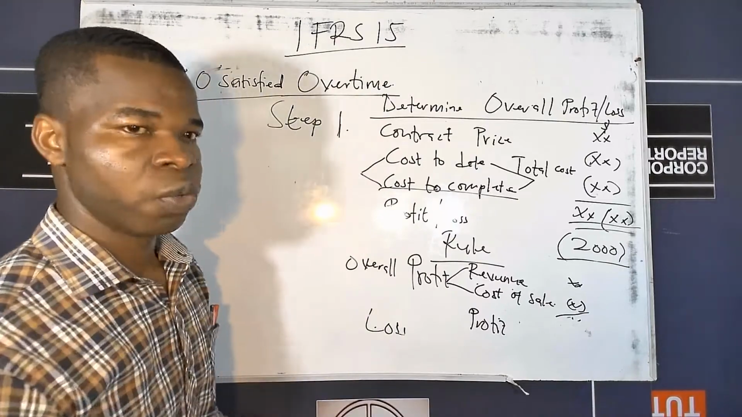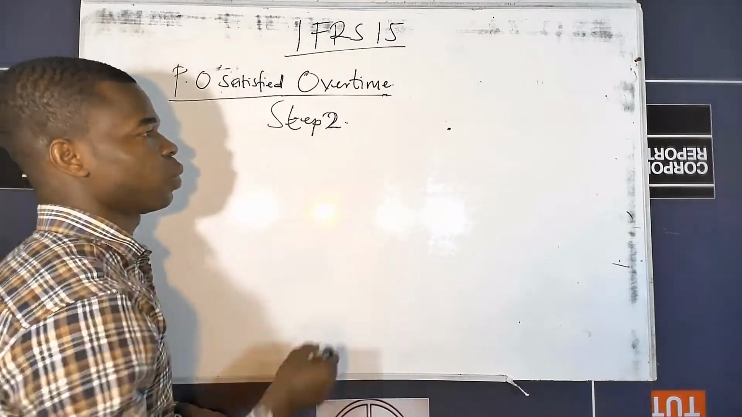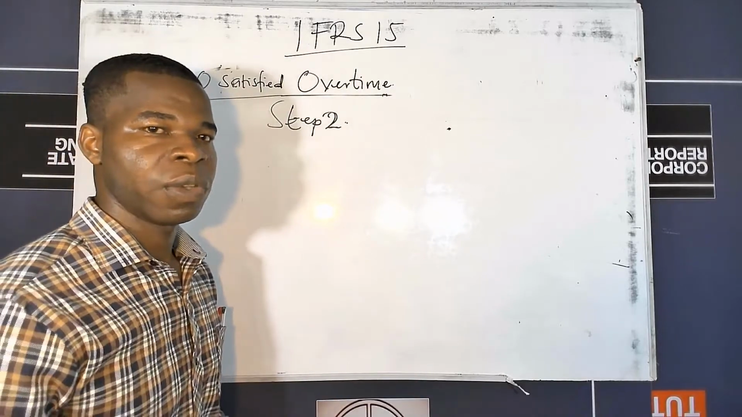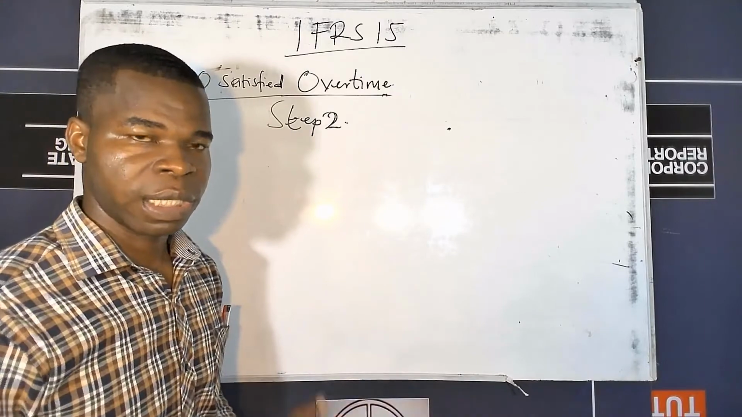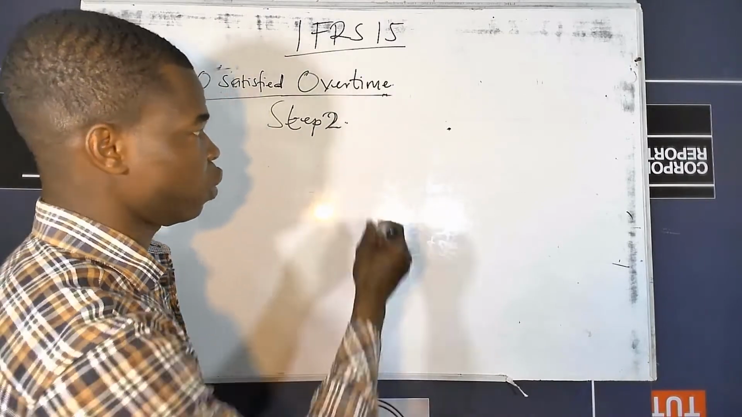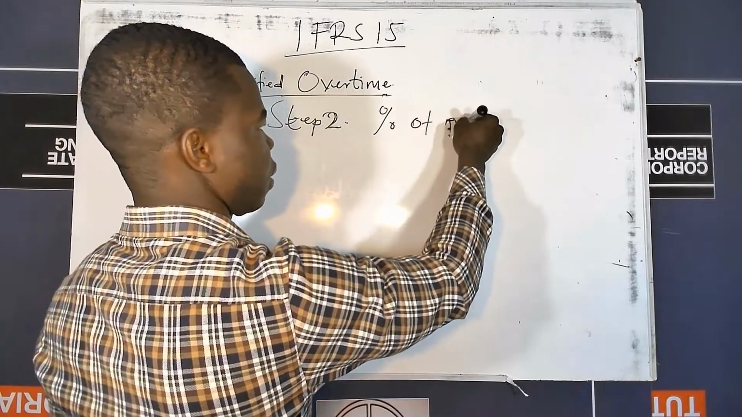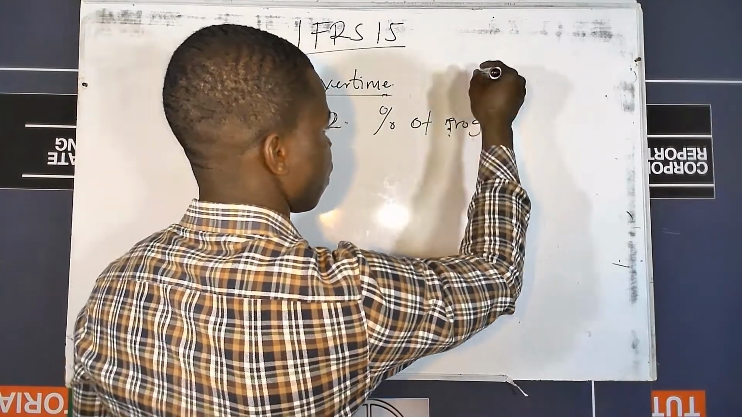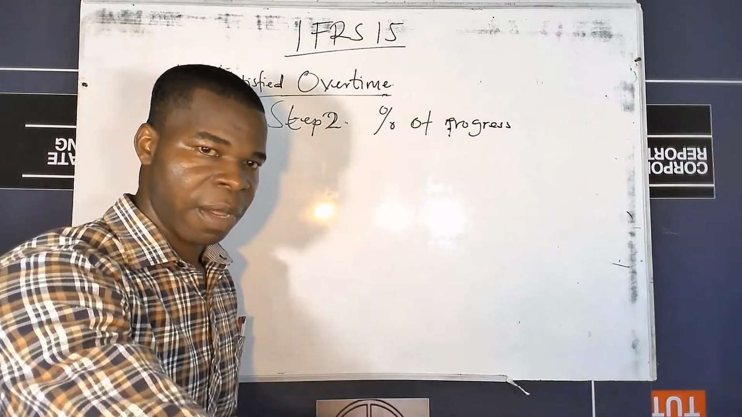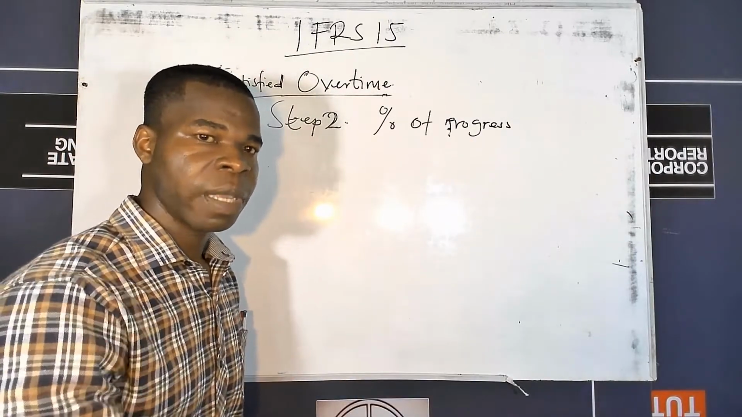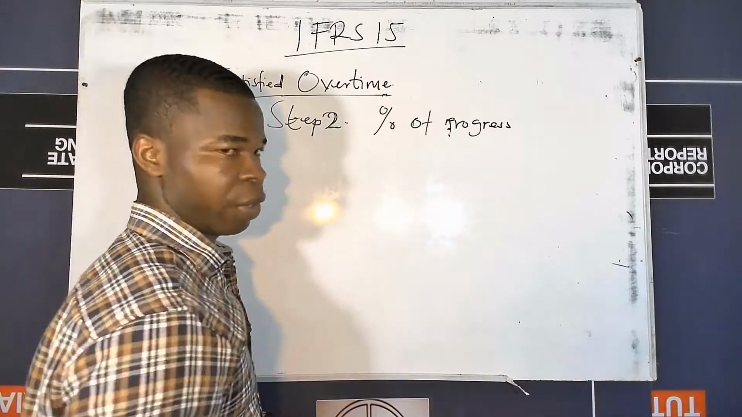What are we supposed to do under step 2? Alright, so in step 2, after you have determined your overall profit or overall loss in step 1, we want to look at the percentage of progress, because this percentage of progress will help us in step 3 to determine our revenue and our cost of sale. Now, how do we determine our percentage of progress?